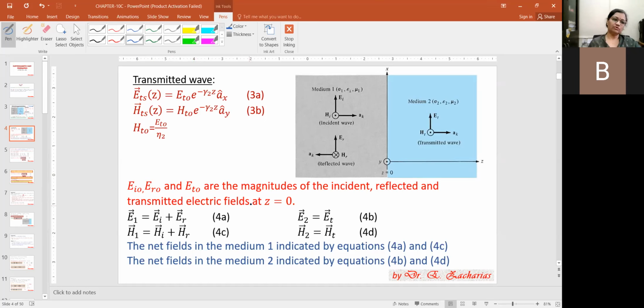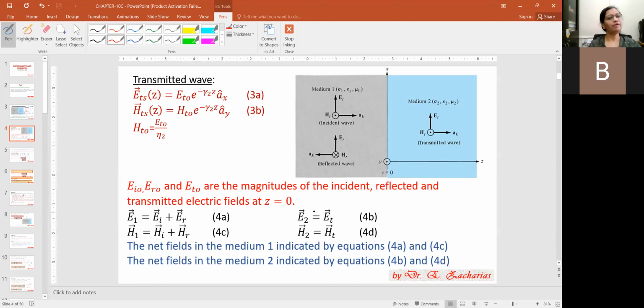Next, one more definition. We will talk about the net electric field and the net magnetic field in the first region, and the net electric field and the net magnetic field in the second region. So we are going to look at equations 4A, 4B, 4C and 4D. Look at these four equations. E1 is going to be EI plus ER because both these electric fields are in the first medium. Similarly, H1 is equal to HI plus HR. Please note, this is vector addition.